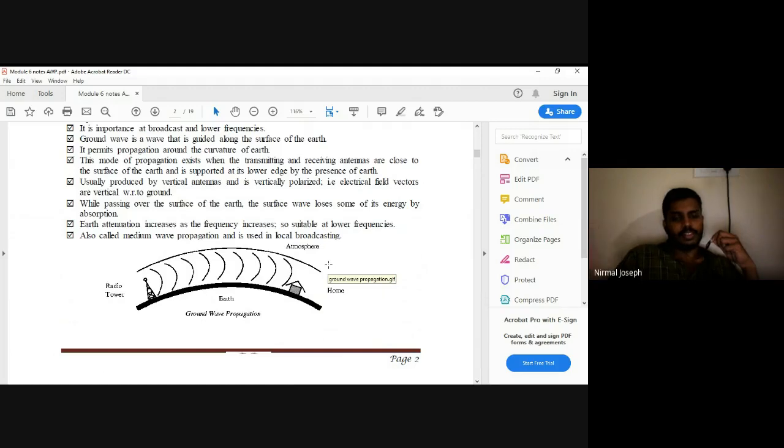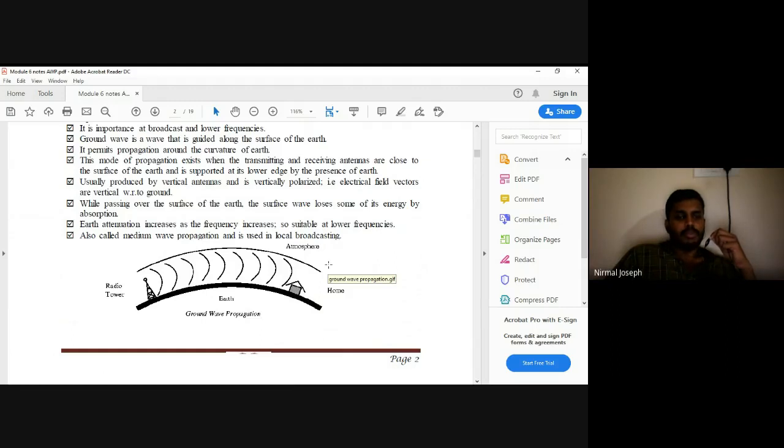We already told that these waves will glide through the surface of earth, or through the curvature of earth. So for that the transmitter and receiver should be somewhat closer and both should be on the ground. Not only the lower edge should be supported by the presence of earth. That means both the transmitting and receiving antennas should be on the ground. Then only it can catch or transmit a wave which is passing through the curvature of it, or just above it.